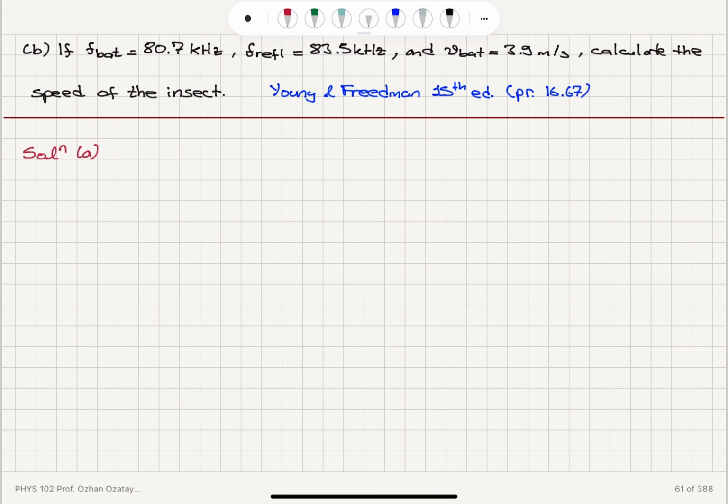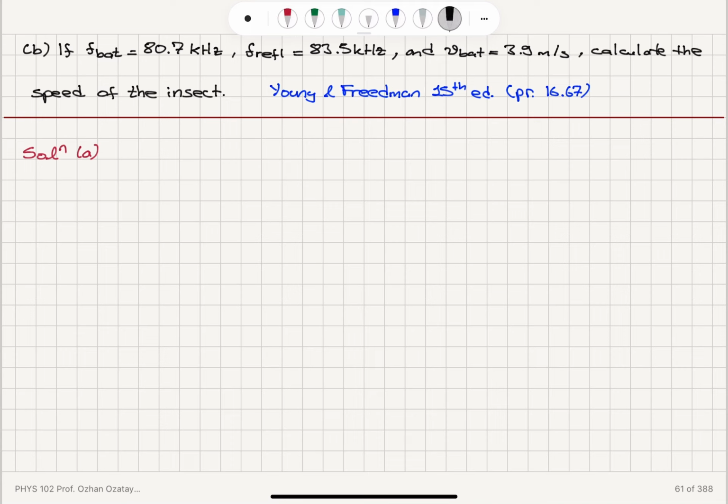If the frequency of the bat is 80.7 kHz, f reflected is 83.5 kHz, and v bat is 3.9 meters per second, calculate the speed of the insect that would be detected by the horseshoe bat.